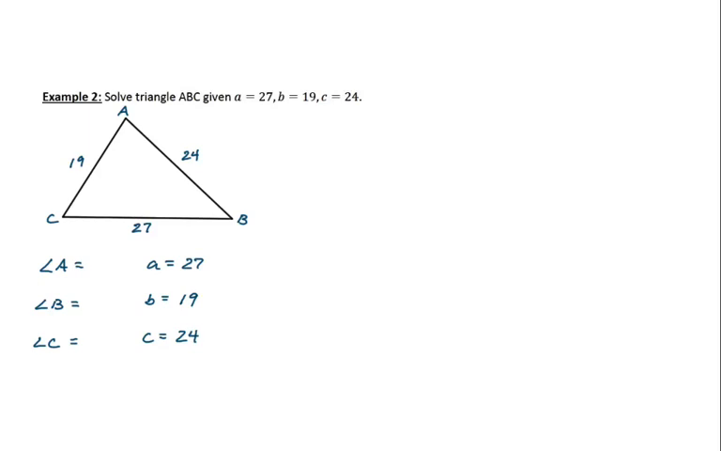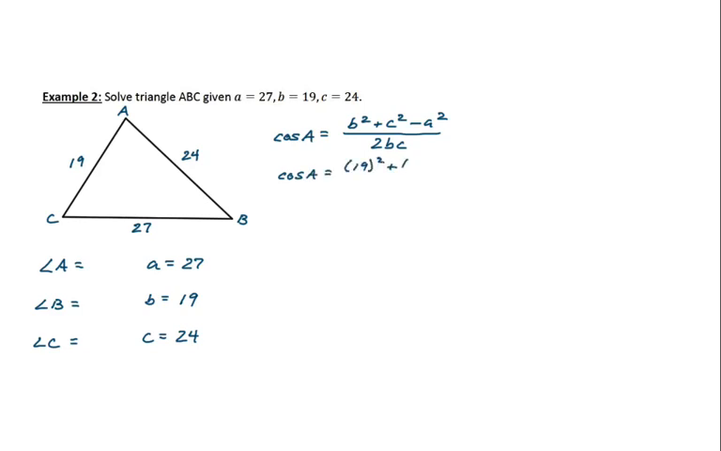So here's my chart here. I'm missing all three angles. So I'm going to find angle A first. The generic formula for cosine of A would be B squared plus C squared minus A squared over 2BC. So all I need to do is put A, B, and C in the appropriate place, and I'd have a value for the cosine of A.